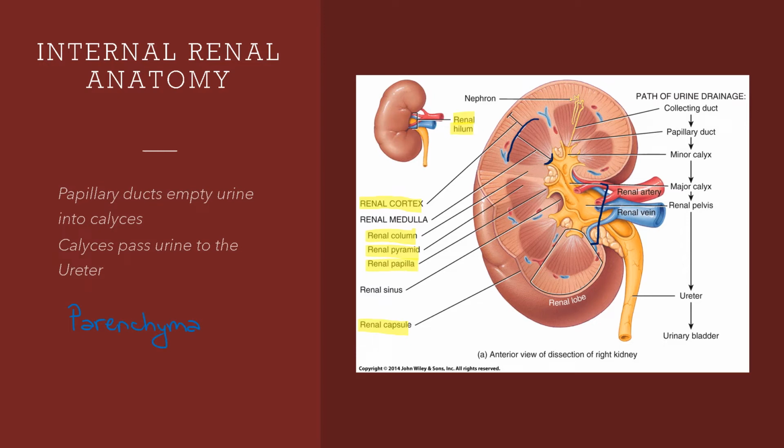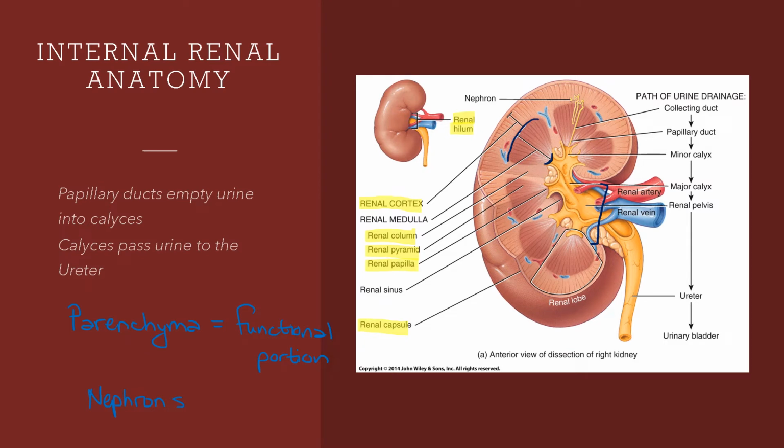So parenchyma, this really just means the functional portion of the kidney. So again, the parenchyma is the renal cortex and the renal pyramids. Now within the parenchyma are the functional units of the kidneys. We have about 1 million microscopic structures that are called nephrons. Nephrons are going to be that functional unit of the kidney.